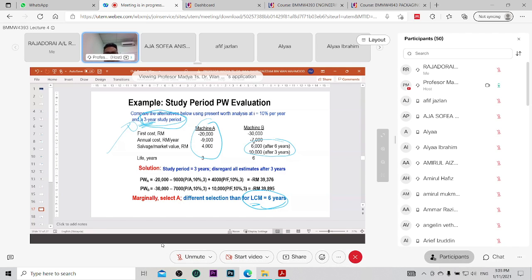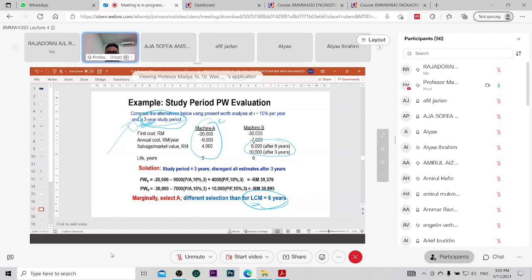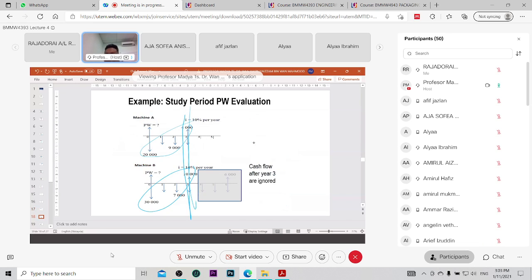This is something like, let's say this one is recon machine, this one is new machine. One is more practical. Based on this condition, based on performance, we assume that either recon or new, the machine performance is the same, but the life for the recon is only 3 years. So there are many considerations, but this one is basic calculation. So far okay?